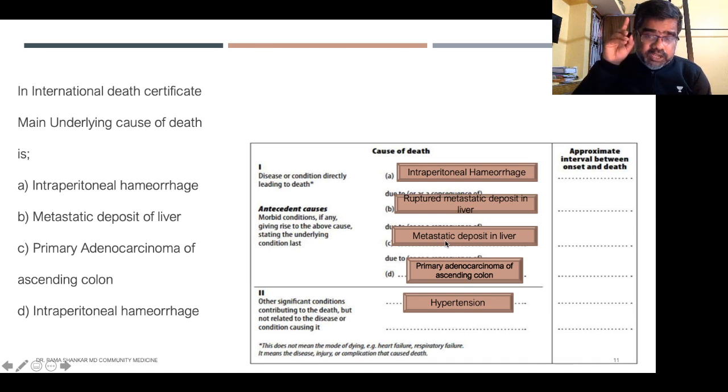Now, what I'm trying to emphasize is that when you get a question on the international death certificate, and if it is filled till 1C, then your 1C is the main underlying cause. You go ahead with that. But if you have an international death certificate where it is filled till 1D, then go with 1D, don't go with 1C. This is the difference between them. I want to emphasize, if you get this question, please answer 1D. I mean, primary adenocarcinoma of ascending colon, don't answer metastatic deposit in liver. Okay?